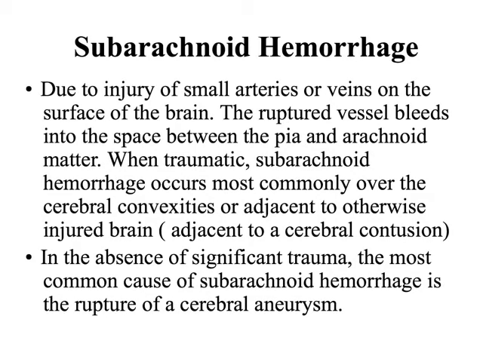So subarachnoid hemorrhage is due to an injury of small arteries or veins on the surface of the brain, not the dura mater. A ruptured vessel bleeds into the space between the pia and arachnoid matter. When traumatic, a subarachnoid hemorrhage occurs most commonly over the cerebral convexities or adjacent to otherwise injured brain, so it's going to be in the area of impact. And in the absence of significant trauma, the most common cause is the rupture of a cerebral aneurysm.